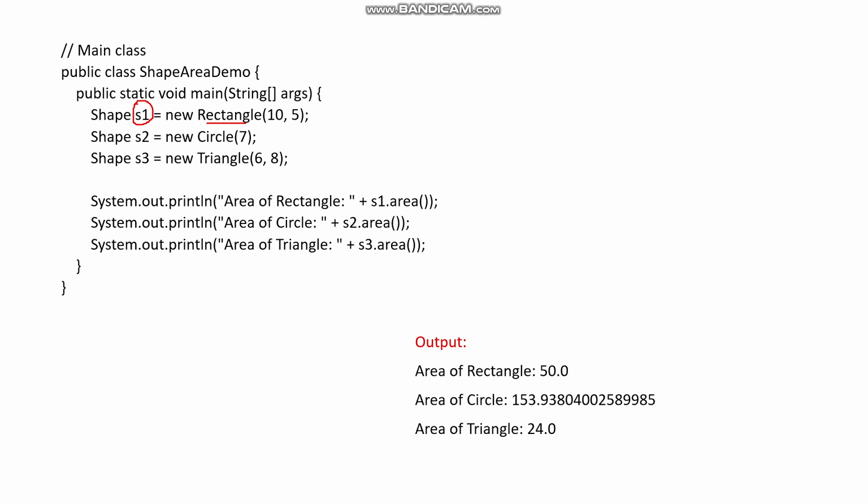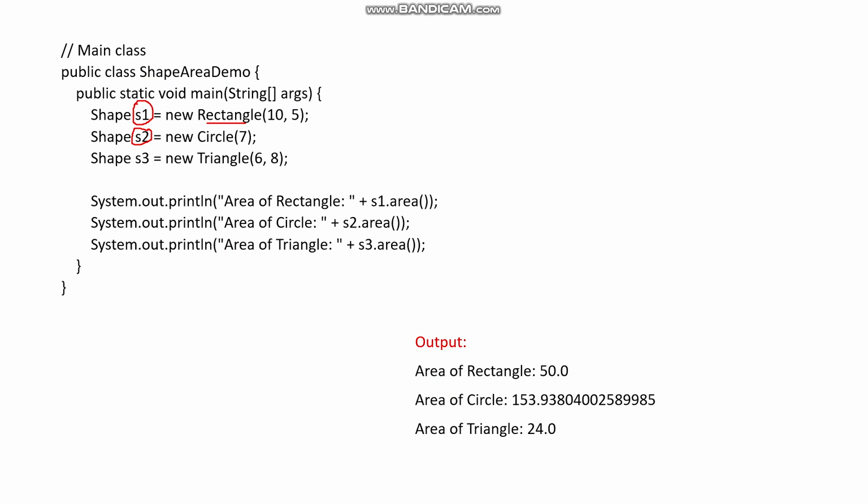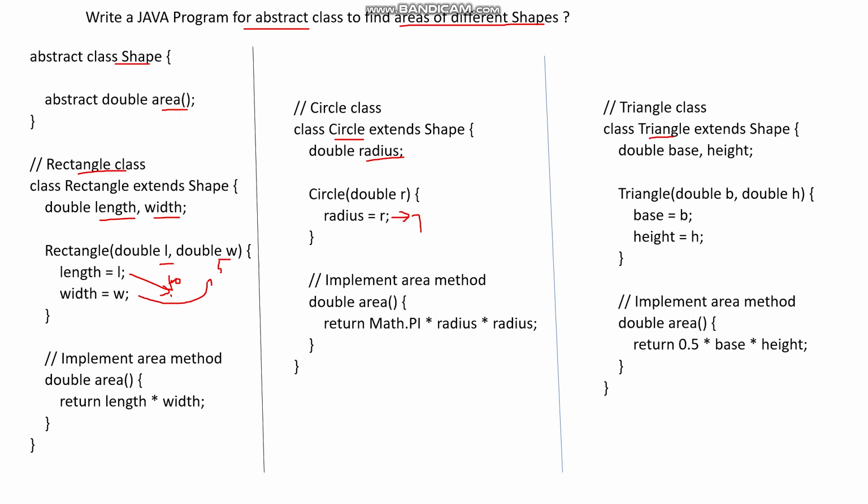Next, come to the second one. Shape s2, the second object. New Circle(7) means it is invoking the Circle constructor and the radius value is 7 here. The R value is 7. Next, Shape s3 equals new Triangle. It is invoking the Triangle class constructor and it is passing 6 and 8 here. Means the base value is 6 and the height value is 8 here.